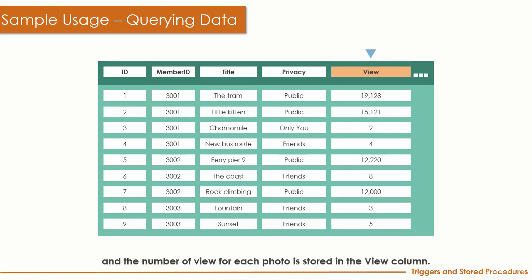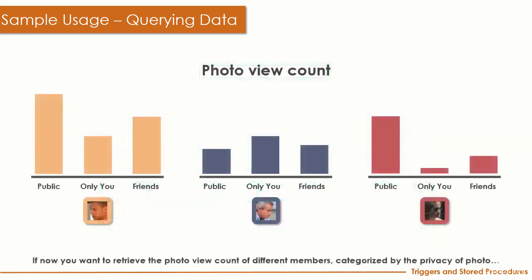Then imagine you want to produce a chart like that. You're showing, member by member, their view count of public photos, private photos, and friends photos. Then you need to do a lot of database queries. You can imagine you need to get the member, then collect their photos, and then add the counts up. You need to do it in the application. If you're doing it in the application, that's fine, but you need to make sure of the performance. Then maybe doing it in the database is a better solution.